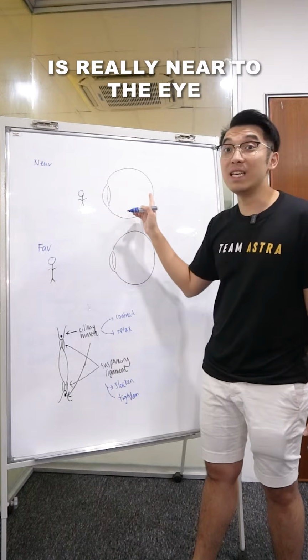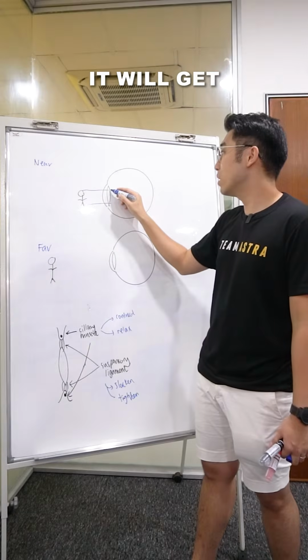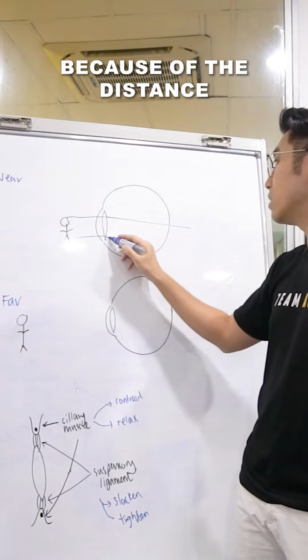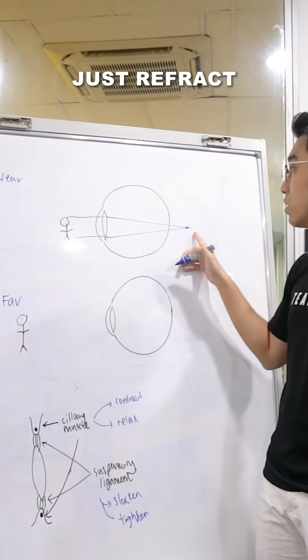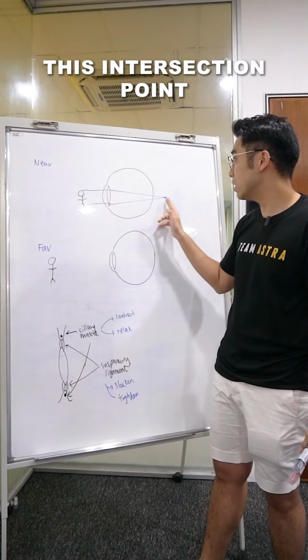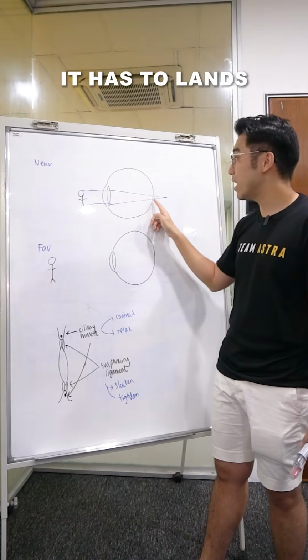Now, if the object is really near to the eye, when the light enters the eye, it will get refracted by the lens. Because the object is near, it will refract slightly beyond the eye. In order to have a clear image, this intersection point, the focal point, has to land on the photoreceptors. It has to land on the retina.